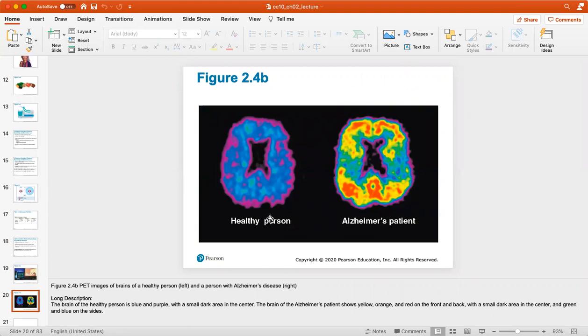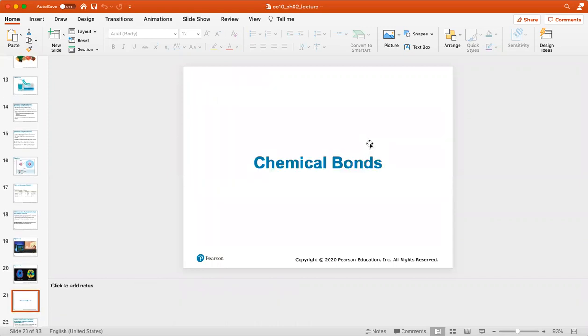Here's the brain of a healthy person and an Alzheimer's person. It shows yellow, orange, and red on the front and back with a small dark area in the center and green and blue on the side. So an Alzheimer's patient brain looks very different from a healthy person's brain. And the use of radioactive isotopes, PET scans, can help detect that difference.